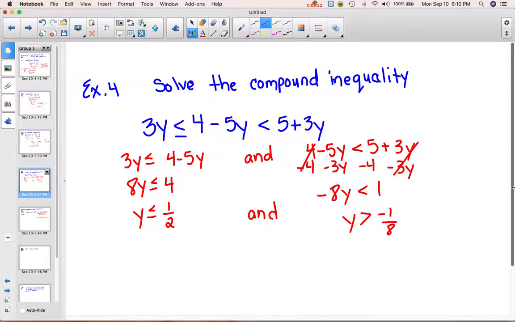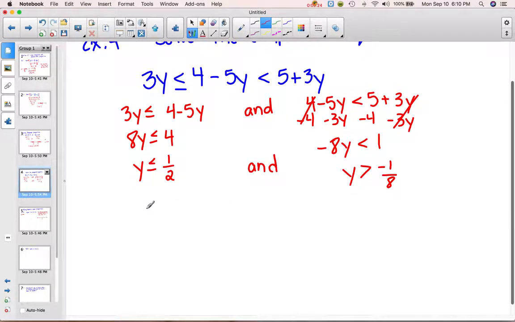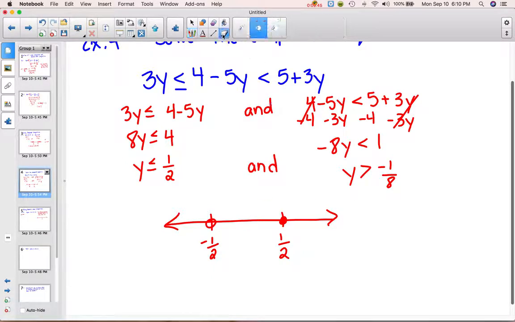So when we graph this, I'm going to plot my negative 1/8 and my 1/2, which is obviously to the right since it's positive. So I'm not including the negative 1/8. I am including the 1/2. I want to be larger than the negative 1/8, so that's to the right. Oops.